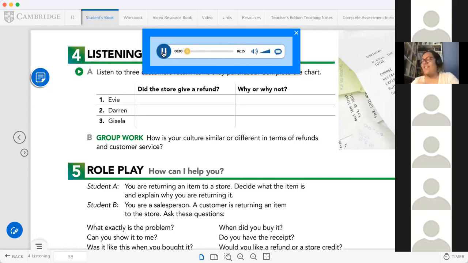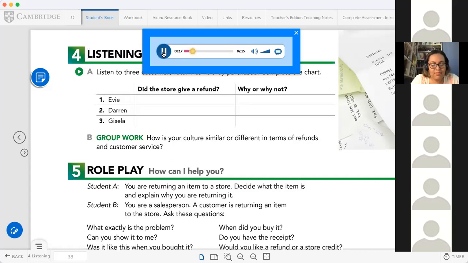Again. Page 38. Exercise 4. Listening. I'd like a refund. Part A. Listen to 3 customers return items they purchased. Complete the chart.